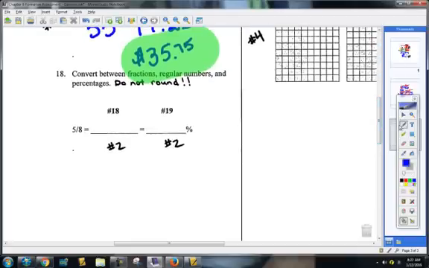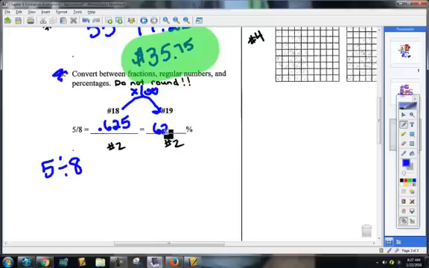Okay, here, this is worth 2 points. This is number 18 and 19. So 2 checks, 2 points on this one. To turn it into a regular number, we're going to do 5 divided by 8. That's going to give me 0.625. And then to convert that into a percentage, we're going to multiply by 100 to make it 62.5%. So 2 points there.